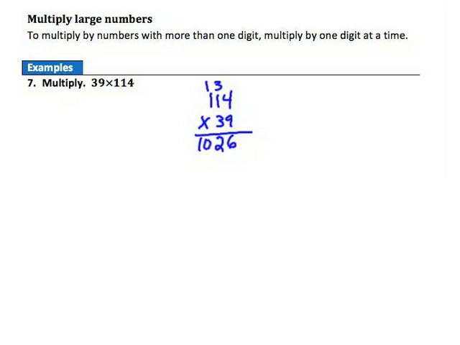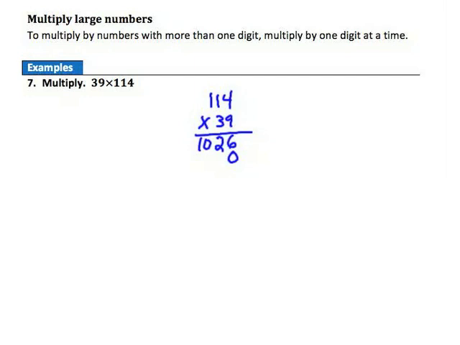Now notice that when I started writing this answer, when I was multiplying by 9, I started writing my answer directly below the 9. Now when I go to multiply by the 3 in 39, I want to start writing that answer directly below the 3. So I'm going to put a placeholder 0 down here. Before I start multiplying by the 3, I want to get rid of these numbers that I carried because that could confuse me. So I'm going to erase these numbers.